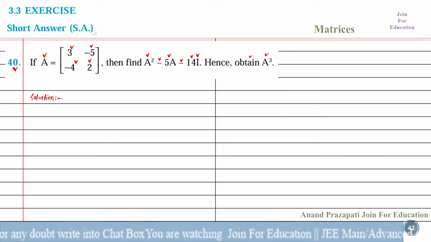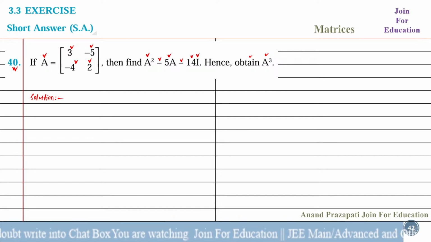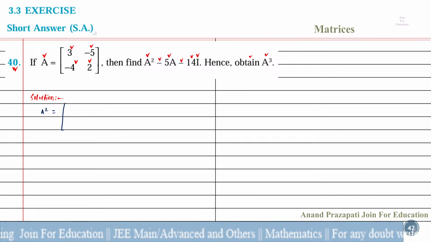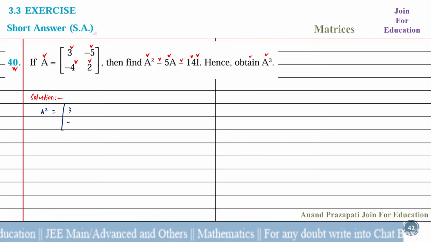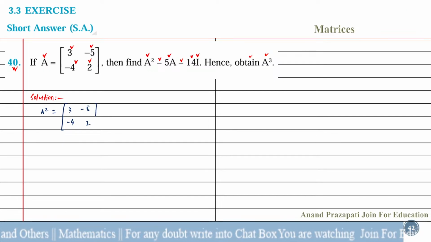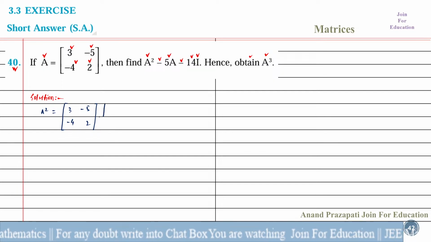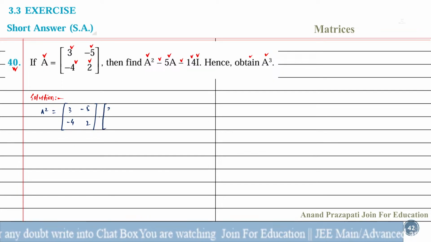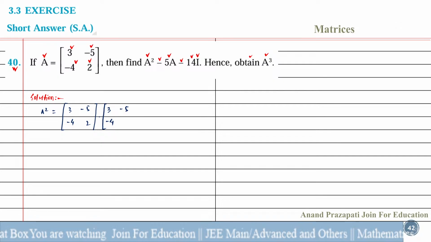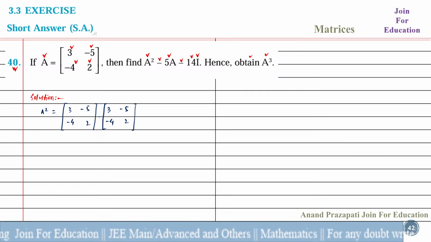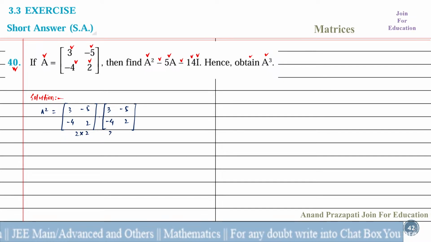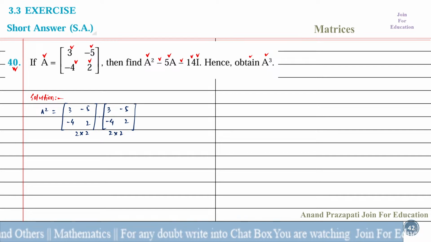So we find out here A square. A square equal to A into A, it means 3, minus 4, minus 5 and 2 into 3, minus 4, minus 5 and 2. The order of this one is 2 by 2, the order of this one is also 2 by 2. Therefore, this is confirmed for the multiplication.